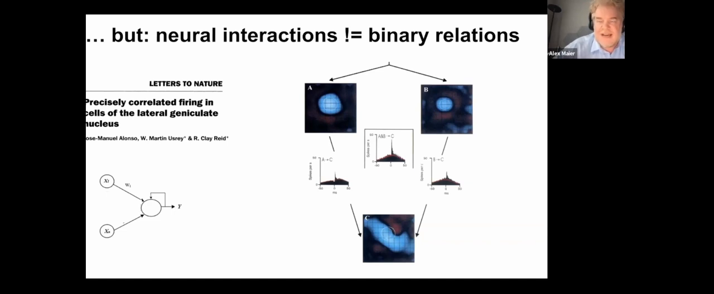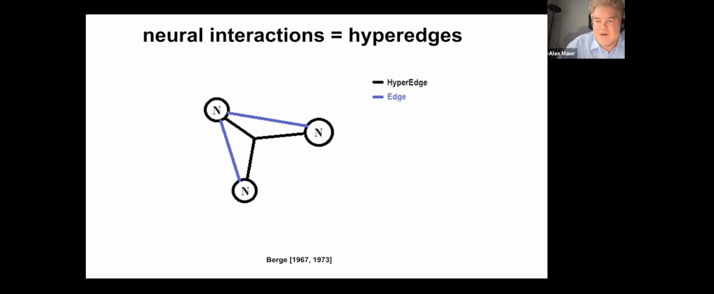So when both neurons are active, A and B, something happens that is close to emergent. Something new happens, something that cannot be described just by studying the pairwise relations. There's a tertiary relationship between these neurons. And that is exactly what hypergraphs are all about.